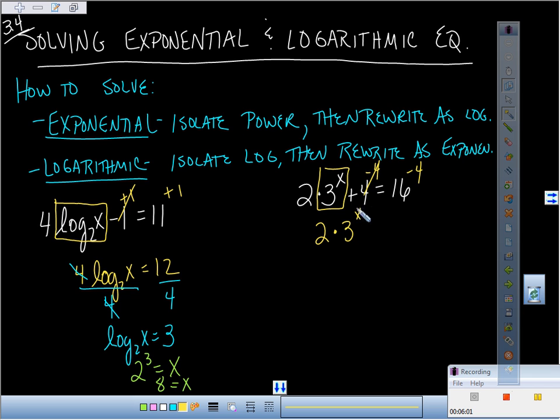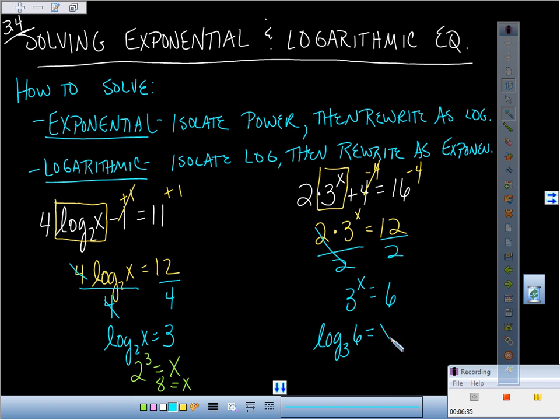You could, but that's not normally the way we solve an equation, and it's not really good because you could make a lot more trouble for yourself. You could make some fractions here, and then all that kind of mess. Is equal to 12. Now what do? So I have 3 to the x is equal to 6. Now the power's by itself, so now I'm going to rewrite it as a log. So log base what of 6 is equal to x.